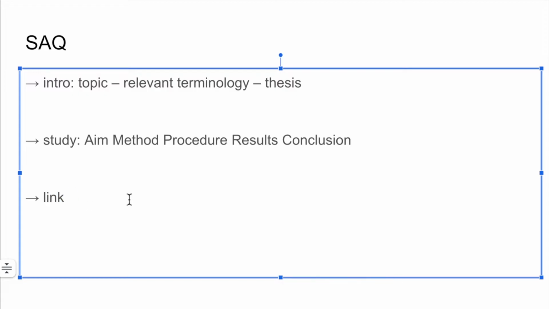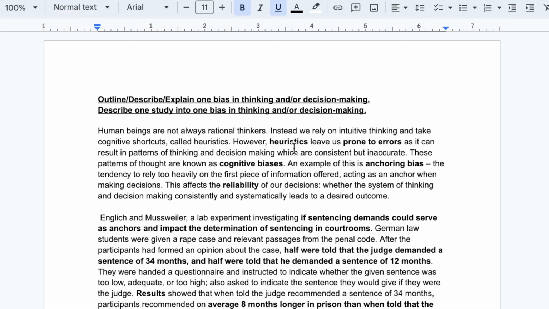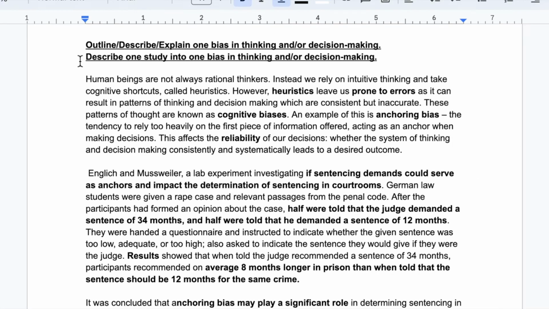And for the link, you're trying to use a few sentences to explain how you used this study that you described above to get a better understanding of this topic. Like, how did it support this topic? And an example will be this one. This is an SAQ I wrote about biases in thinking and decision making, which is a topic in the cognitive approach.